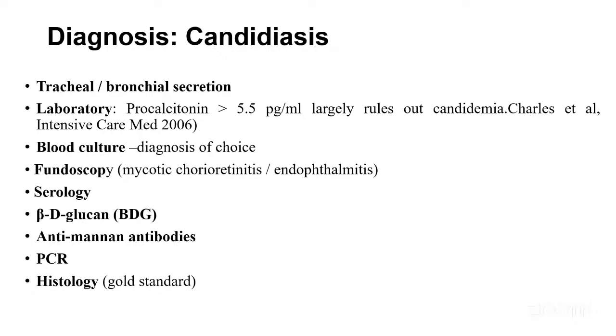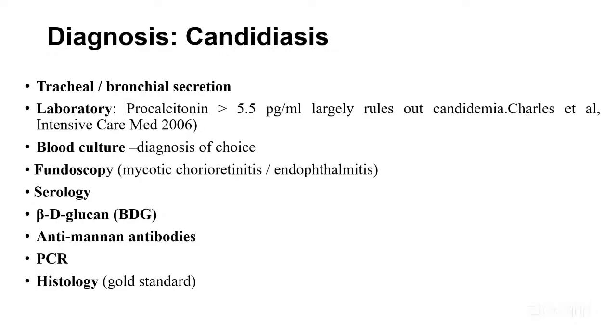Diagnosis for candidiasis: tracheal and bronchial secretion. Mostly tracheal and bronchial secretion shows colonization only in Candida infection. Laboratory diagnosis: serum PCT, procalcitonin, level more than 5.5 picogram per ml rules out Candida infection because Candida inhibits the synthesis of procalcitonin. So high procalcitonin rules out Candida infection.